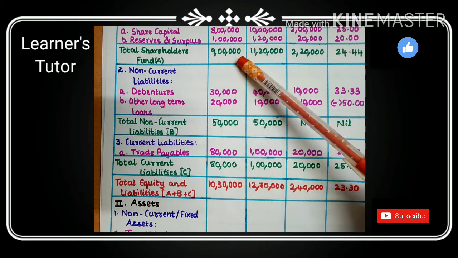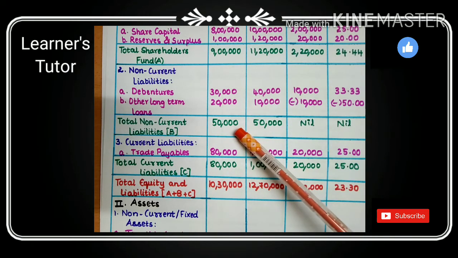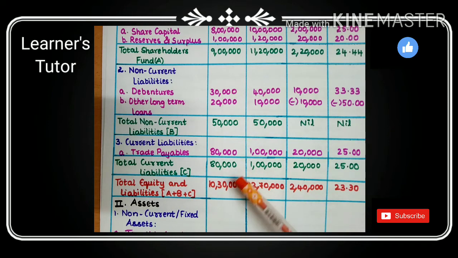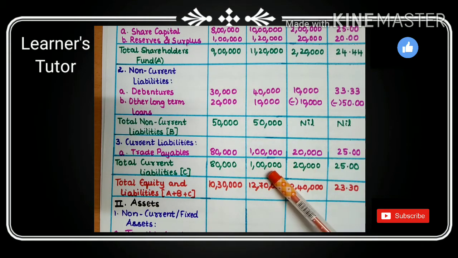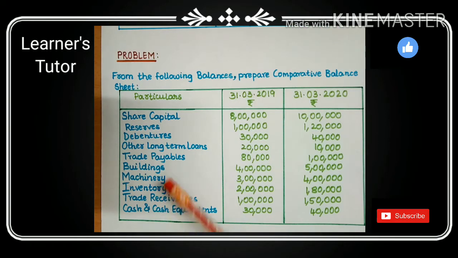So 9 lakh plus 50,000 is 9 lakh 50,000. 9 lakh 50,000 plus 80,000 is 10 lakh 30,000. Then 11 lakh 20,000 plus 50,000 is 11 lakh 70,000. 11 lakh 70,000 plus 1 lakh is 12 lakh 70,000. 12 lakh 70,000 minus 10 lakh 30,000 is 2 lakh 40,000. 2 lakh 40,000 divided by 10 lakh 30,000 into 100 is 23.30%.